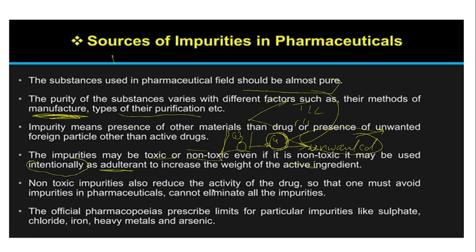Next, non-toxic impurities also reduce the activity of the drug, so one must avoid impurities in pharmaceuticals, though we cannot eliminate all the impurities. The official pharmacopoeias prescribe limits for particular impurities like sulfate, chloride, iron, heavy metals. These are basically impurities, like sulfate, chloride, iron, heavy metals, arsenic. These may be impurities present in any of the ingredients or in any of the products. So these are basically sources of impurities. We need to take care while we manufacture any product, and we need to take care of all these factors, which is very important for getting the perfect result.